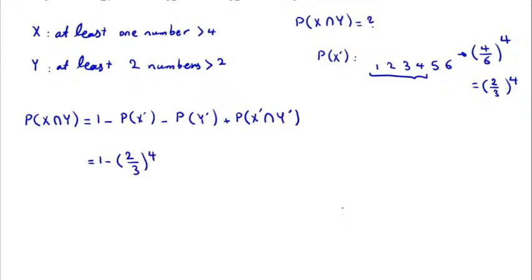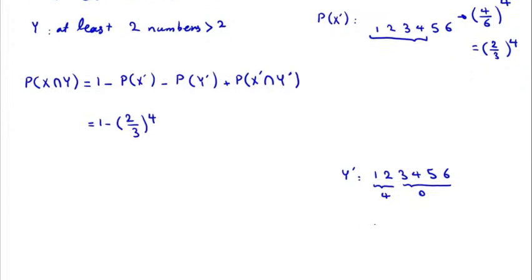Now let's consider Y prime. Y says at least 2 numbers are greater than 2. So Y prime has one case where we don't have any number greater than 2, so here we have 0, so all 4 are small. Another case is that we have 1, so we have 2 cases.